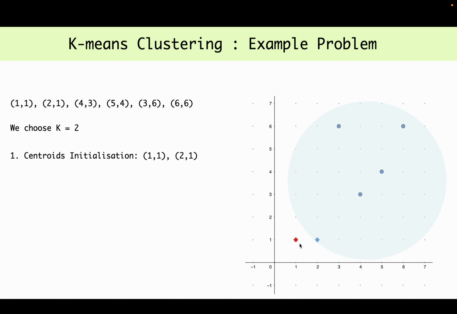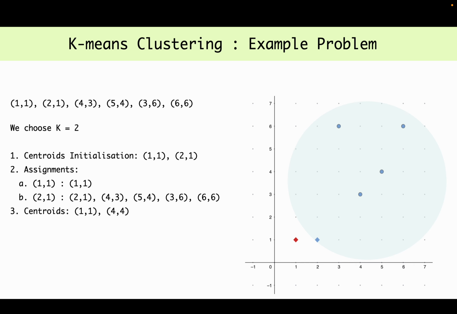In the next step, since the assignment is done, we recompute the centroids. When you recompute the centroids, this is what we get: (1, 1) and (4, 4). These new centroids we got based upon the previous assignments. In the previous assignments, we have (2, 1), (4, 3) and so on, all these points. If you take the mean of these points, we get (4, 4). And the previous centroid (1, 1), as there is only one point, remains the same.